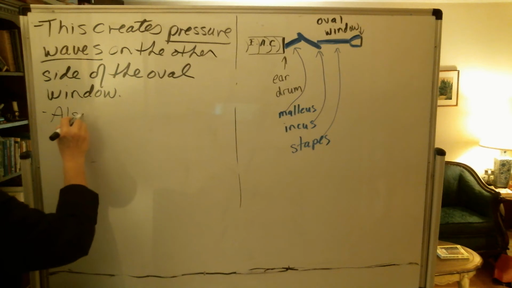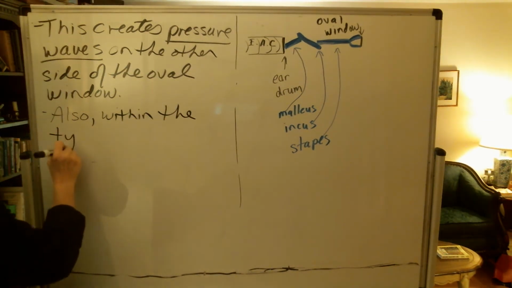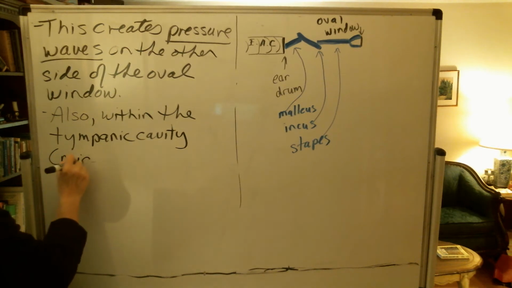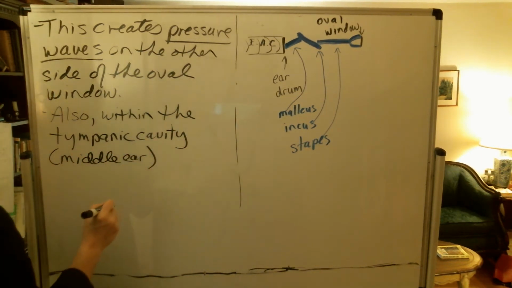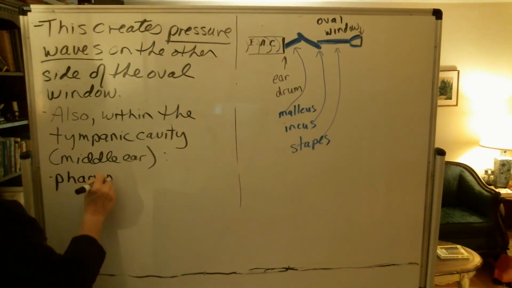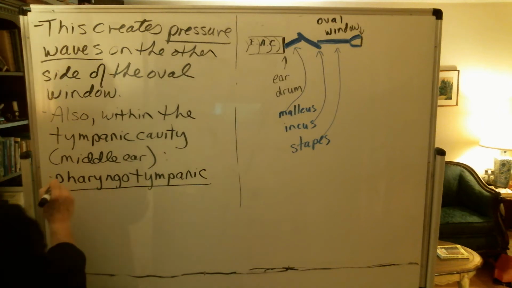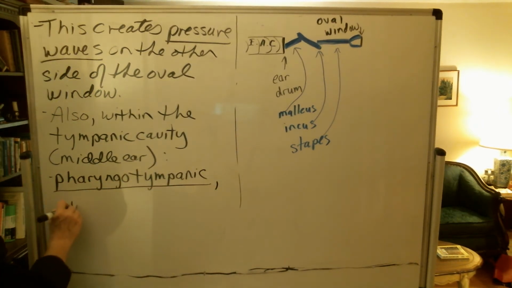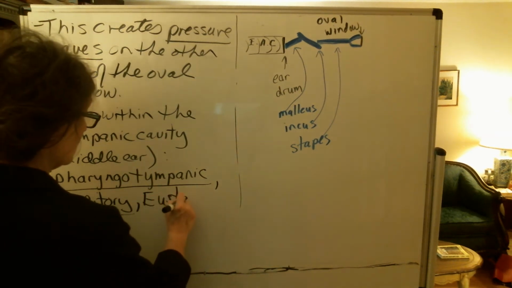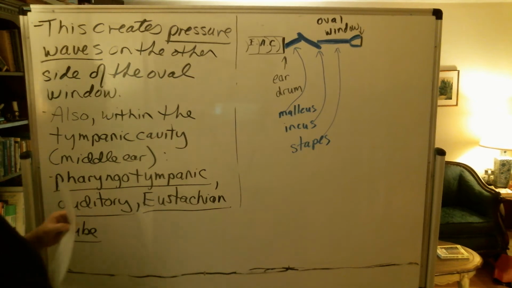So then also within the tympanic cavity, that is to say within the middle ear, we have, and we have now a number of names for the same thing, the pharyngotympanic tube, also known as the auditory tube, sometimes also called the eustachian tube. Those are a lot of words for the same thing.